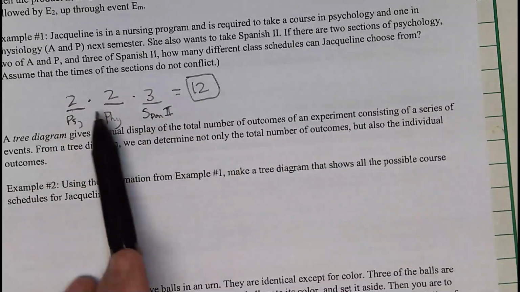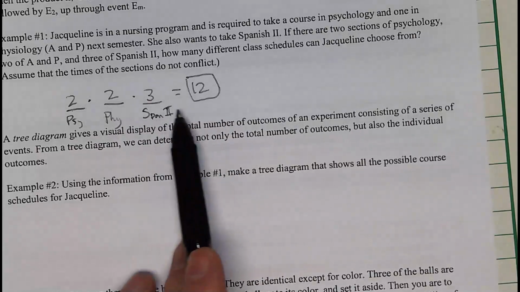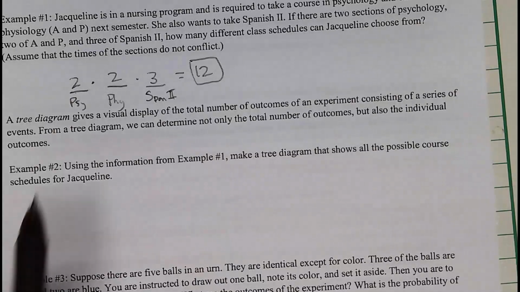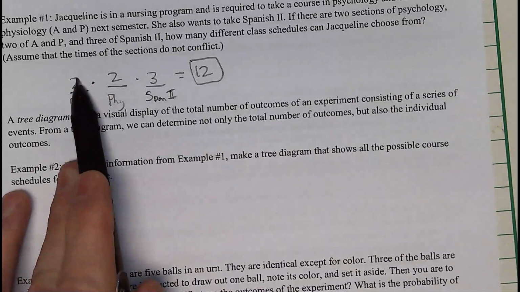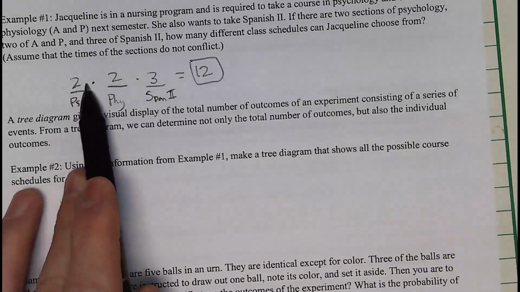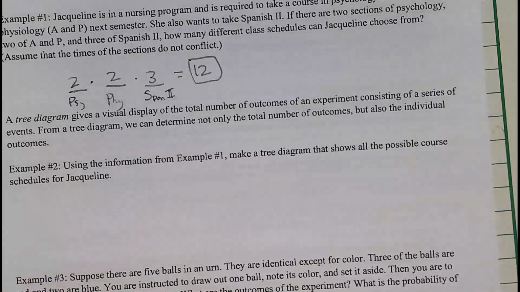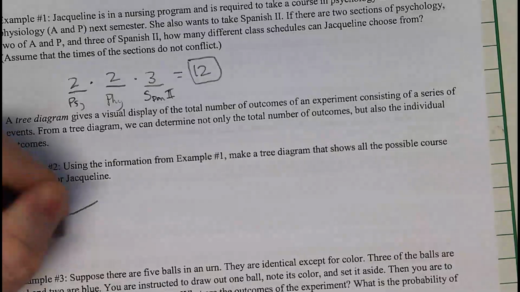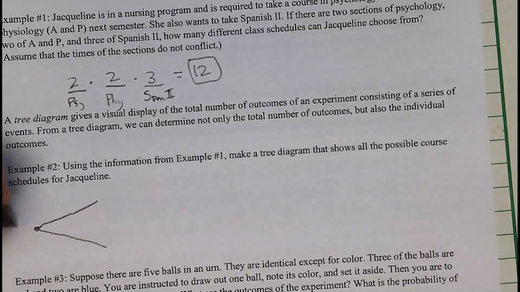So there's another way you could do this. Now, I wouldn't recommend doing it this way to make a tree diagram. So I'm going to start with the first possibility, which is psychology. I'm going to look at how many possible outcomes there are. There's two. So I'm going to make two branches. So you have a starting point here, and you're going to make two branches.